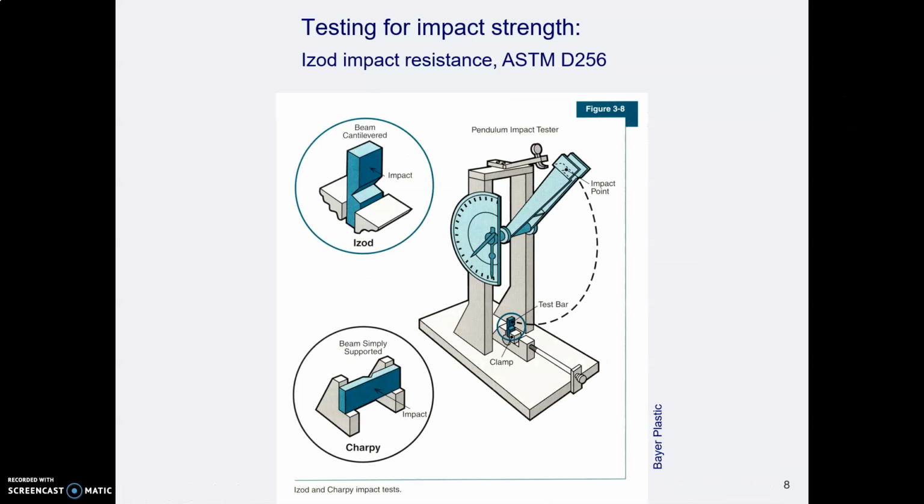Labs test for resistance to stress risers. It's called impact strength, using the IZOD impact test. And it looks like this. A hammer pulls up, swings down, and smacks into this plastic sample, and the plastic sample has a sharp cornered notch in it, and then the company tests to see how vulnerable it is to cracking when it has a sharp corner.